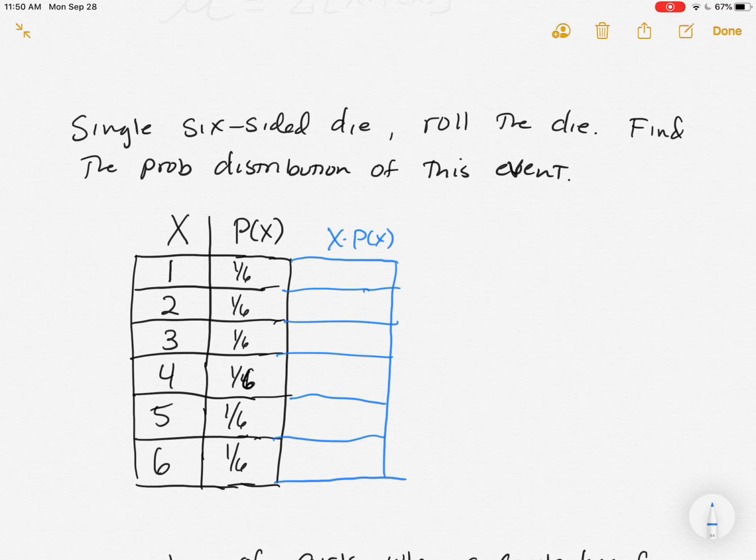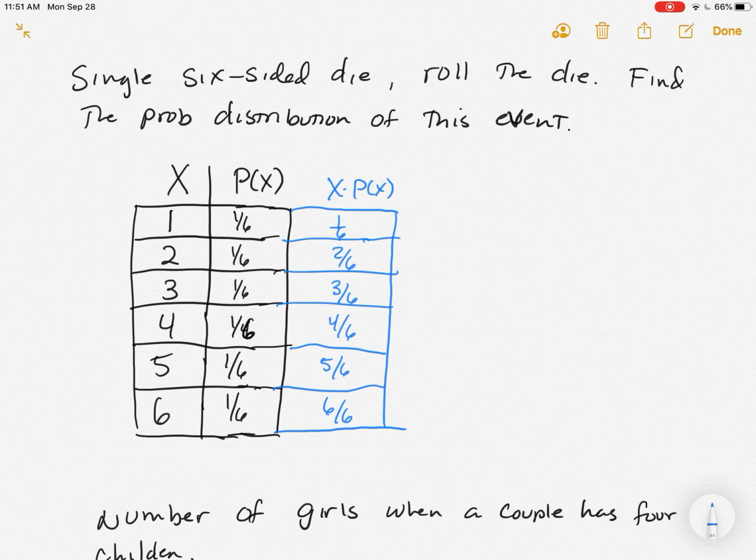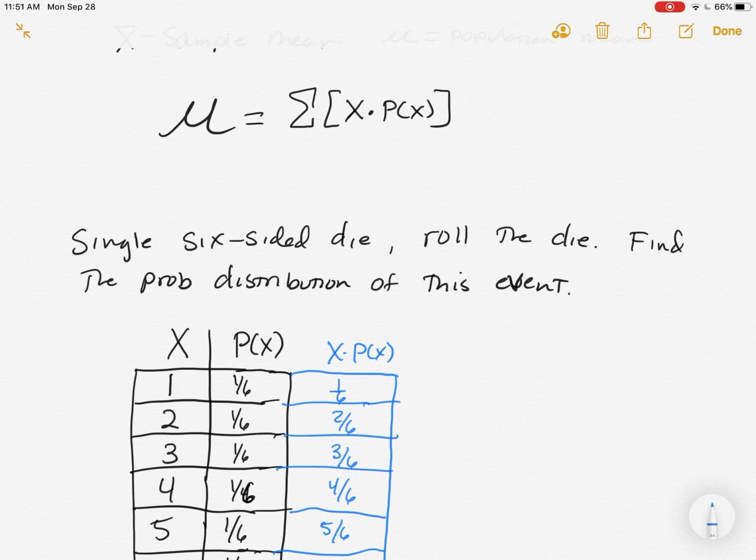Now, I'm going to do this without reducing the fraction so everybody is staying together. 1 times 1/6, 1/6. 2 times 1/6, 2/6. 3 times 1/6, 3/6. 4 times 1/6, 4/6. 5 times 1/6, 5/6. 6 times 1/6, 6/6. And what am I supposed to do with that? That's not my mean. All I'm supposed to do, and take a look at this formula, only do what the formula says. Add them up and be done. When you take the time to add them up, you are finished.